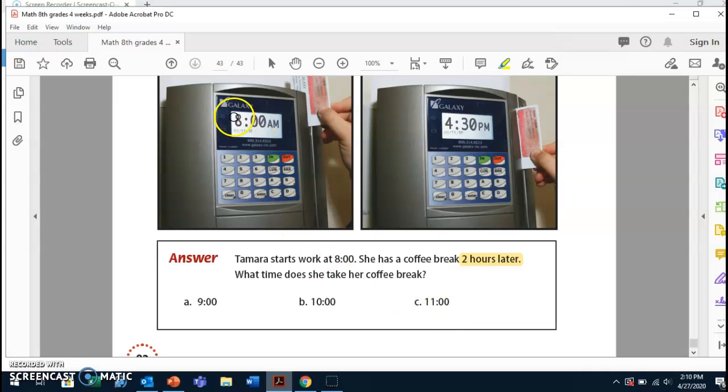So from 8 a.m., we are going to count 2 hours later. So is it 9, is it 10, or is it 11? Let's count from 8 plus 2. Circle your answer.